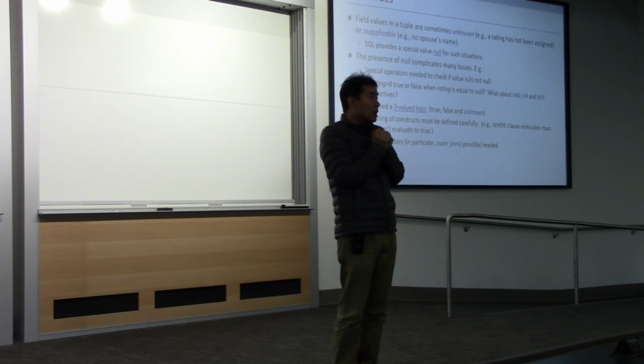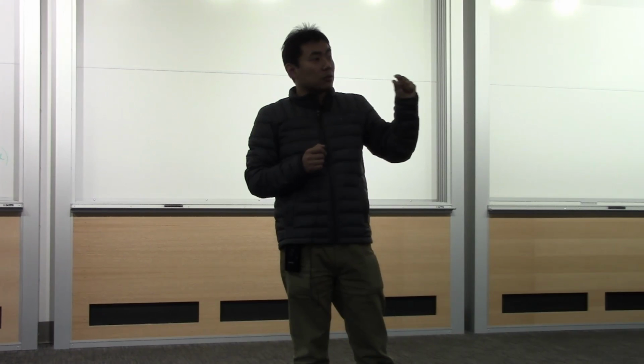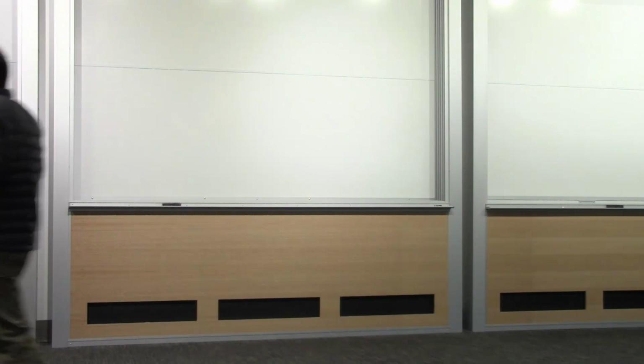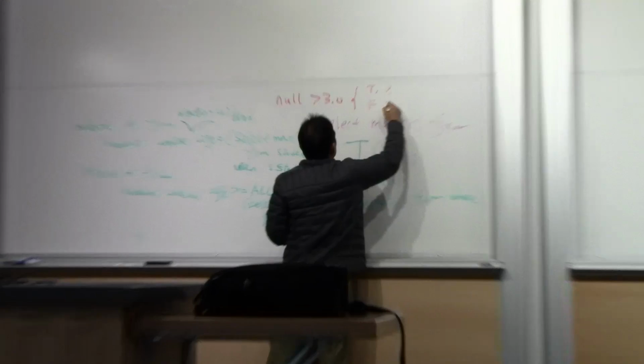But null value introduces troubles for you. For example, what do you mean by GPA greater than 3.0? For example, I want to find all students who have a GPA higher than 3.0. If you come to that student record, the newly admitted student record I was just talking about with GPA null, now, what do you mean by this? How do you check this? This is not well defined, right?